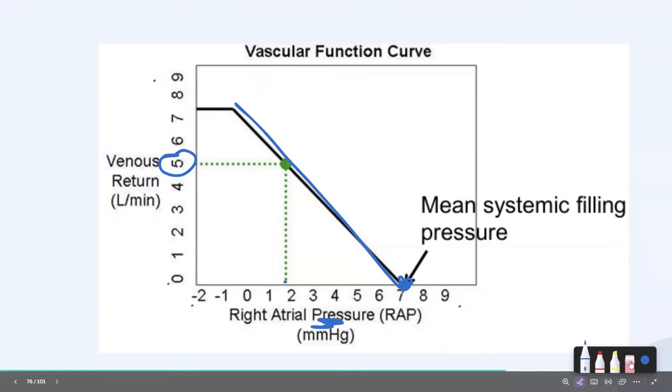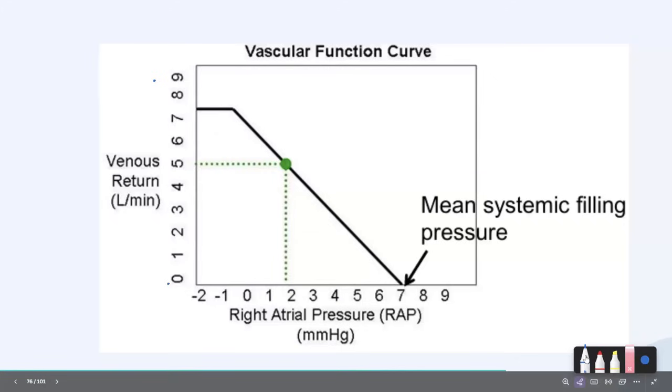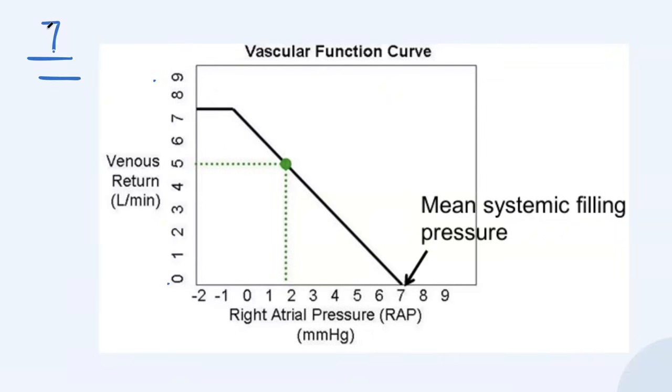So let me erase all of this. Okay. Now, we established that mean systemic filling pressure normally is 7, and right atrial pressure is 0. Okay, that means the blood is going to flow from the vena cava into the right atrium.